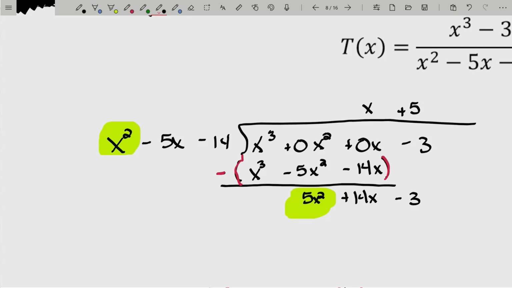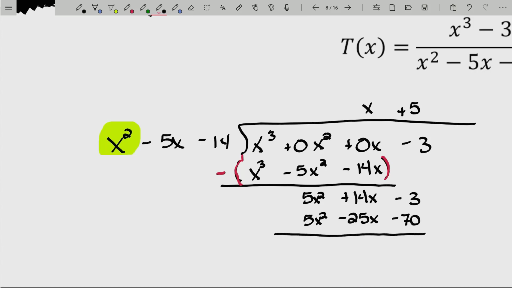And actually, technically I could stop here, but I'm not going to because I want to showcase something. So 5 times each of these terms. Well, 5 times x squared is 5x squared. 5 times a negative 5x is a negative 25x. And 5 times a negative 14 is a negative 70. Let me double check that math. Yep, negative 70. You're going to subtract that entire statement.